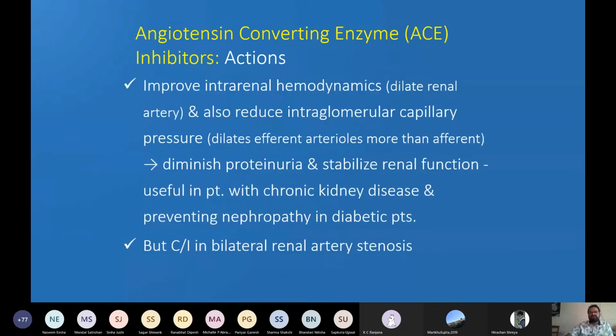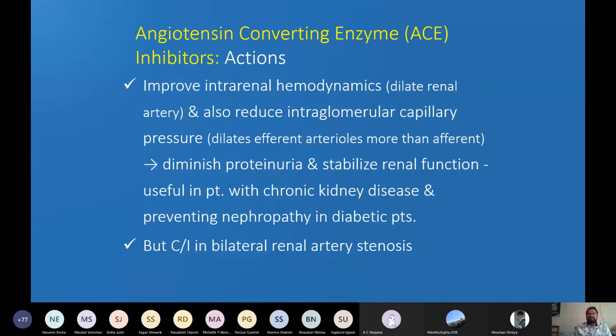So it will improve intrarenal hemodynamics. Since it will dilate the renal arteries as well, your kidney will receive a much greater amount of blood, and also reduce the intraglomerular capillary pressure. Okay, so these drugs dilate the efferent arterioles more than the afferent arterioles, that means the one which is taking away the blood from the kidney is more dilated.